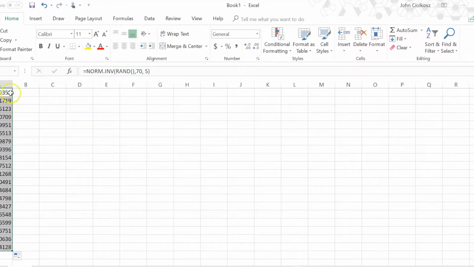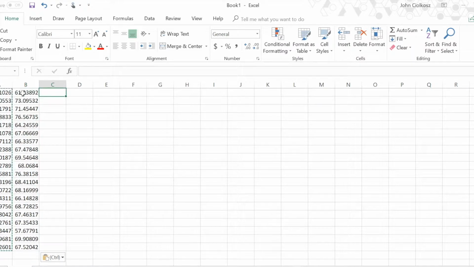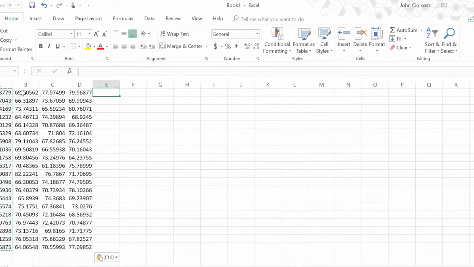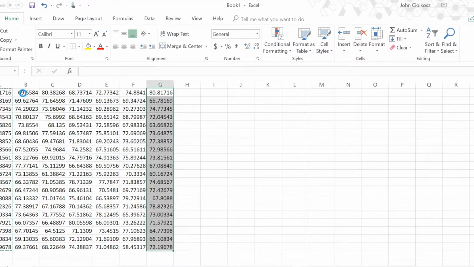Now, I already have everything highlighted, so I'm going to hold Control and press C to copy this. Then I'm going to go over and paste it through the columns up through J. This gives me those 10 random samples of size 20.